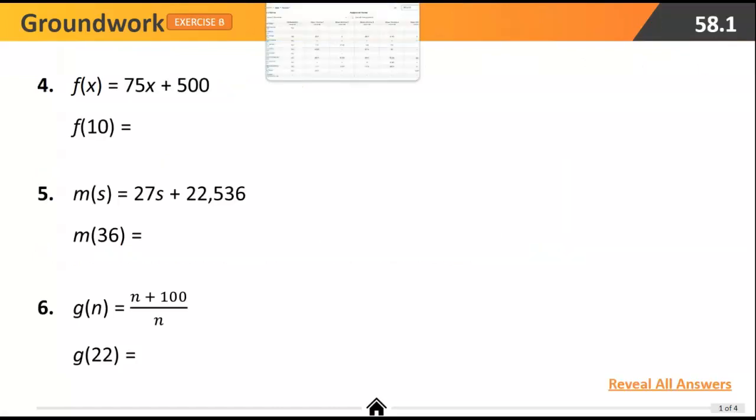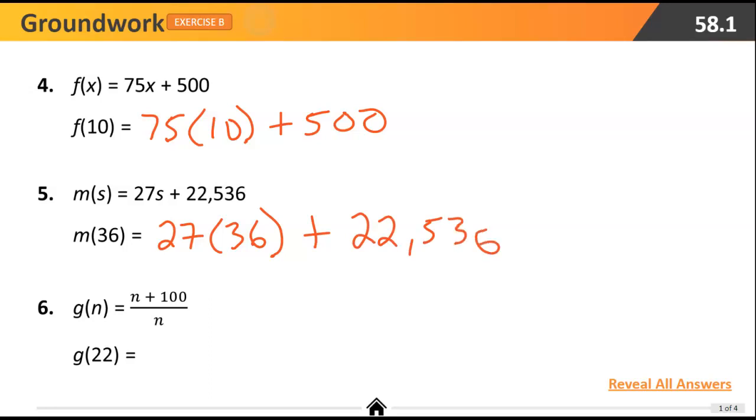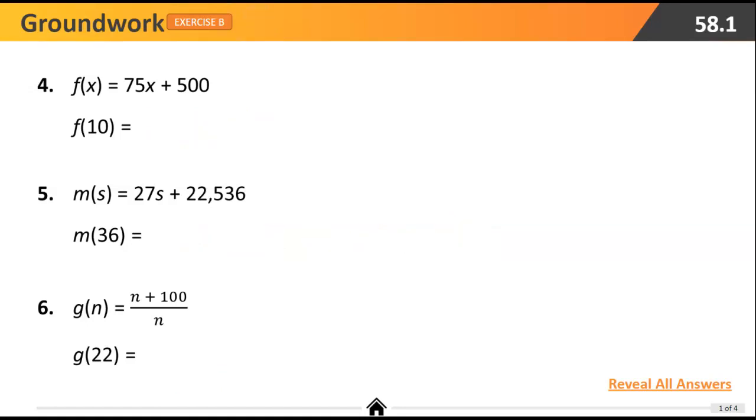As we evaluate this function notation, we're going to substitute 10 in for x, so this is 75 times 10 plus 500, and we can evaluate that. 27 times 36 plus 22,536, and we could evaluate that. And then finally, if we plug in 22 for n, that's going to be 122 over 22. And we can simplify that fraction to get our answer. Here are going to be those answers for those three once you simplify.